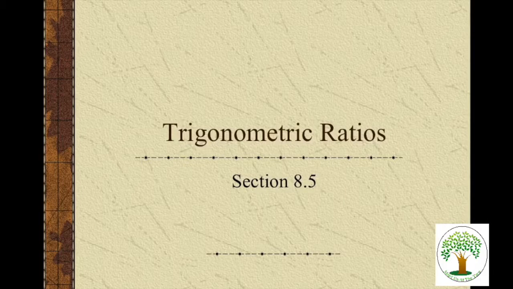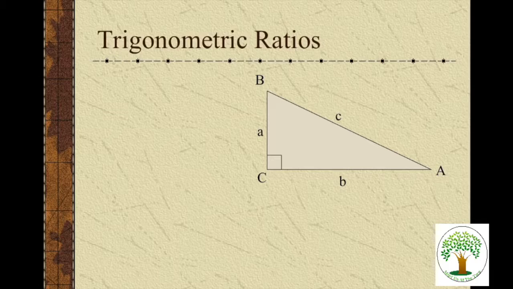All right, so we're going to do trigonometric ratios. This is the fifth section of this unit, 8.5. And we're going to be talking about a triangle here.